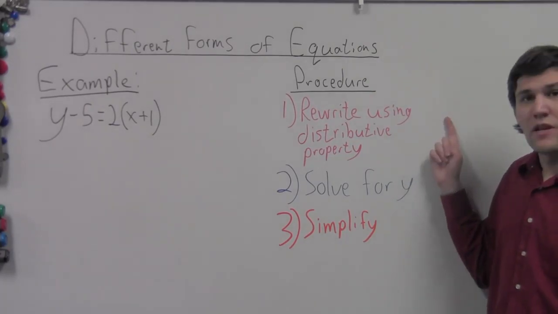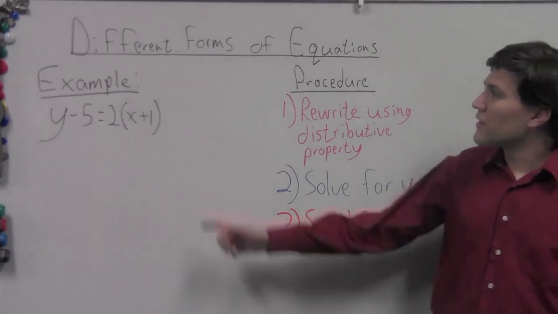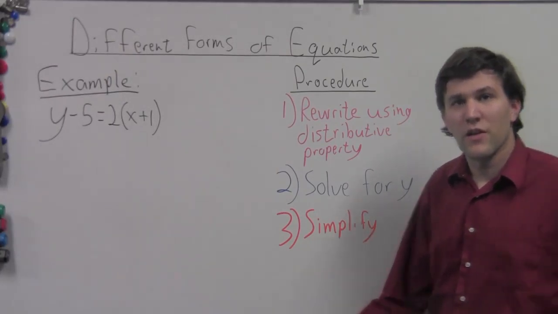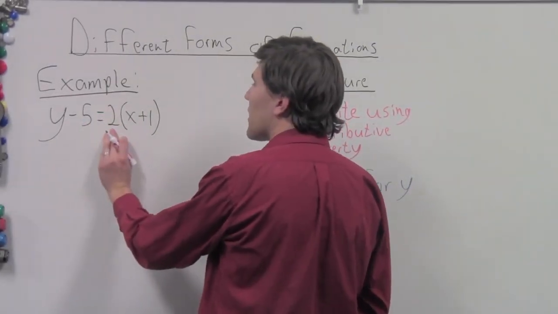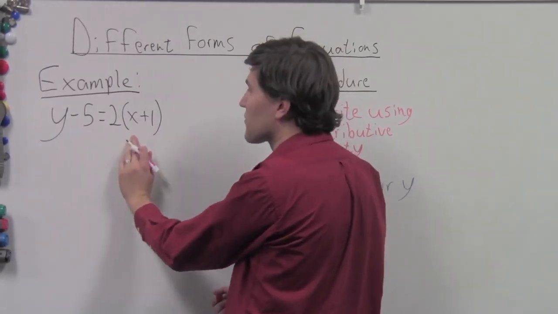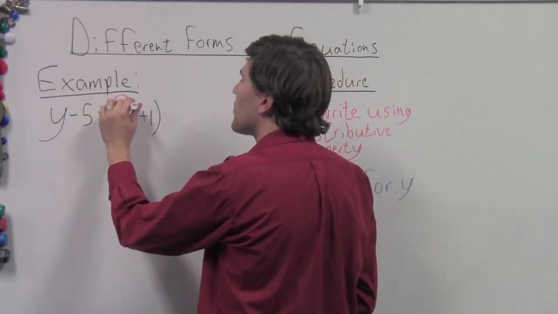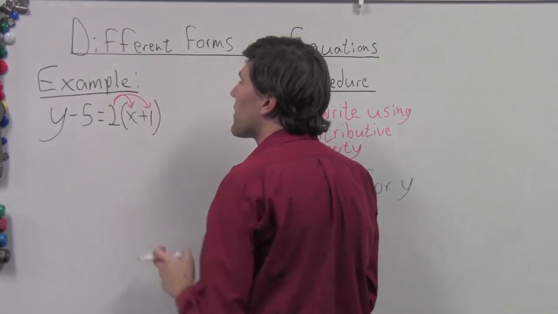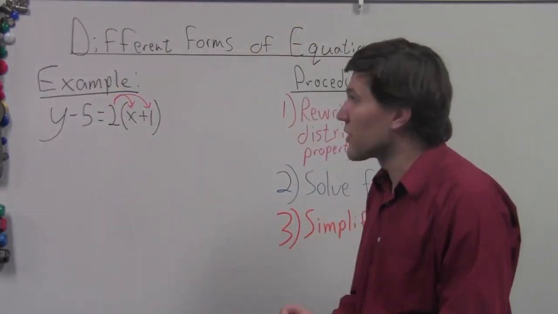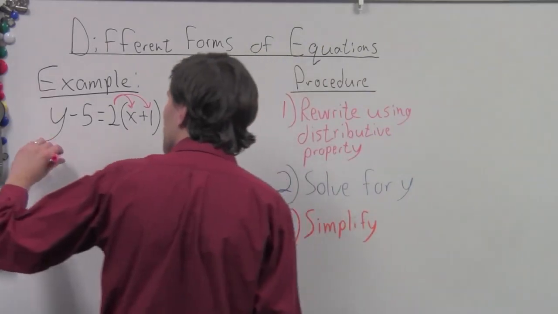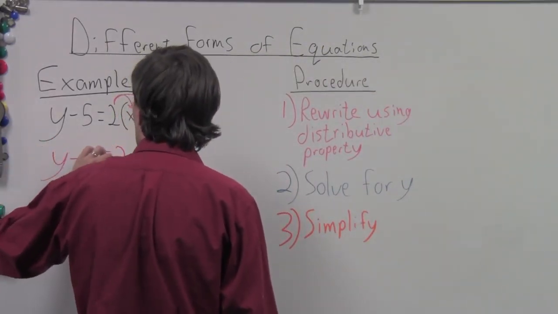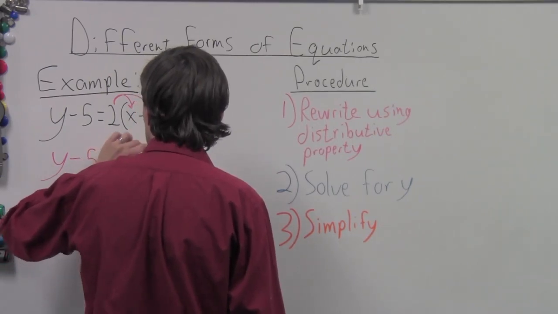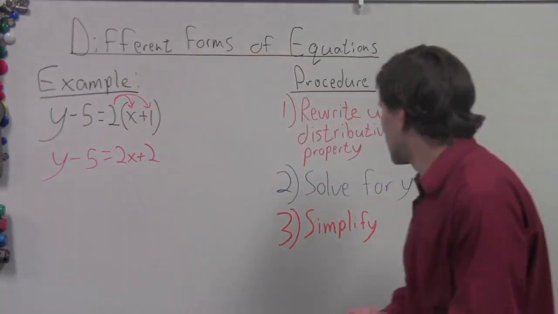Our first step is to rewrite the equation using the distributive property. Remember that the distributive property tells us whenever we have a number being multiplied outside of parentheses, we have to multiply this number by both of the parts inside the parentheses. So after we do this, our equation will look like this. y minus 5 equals 2x plus 2.